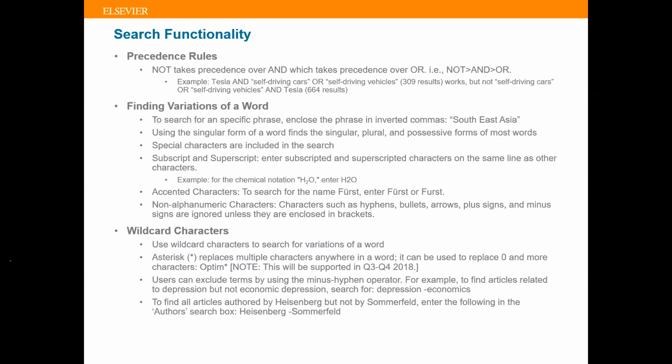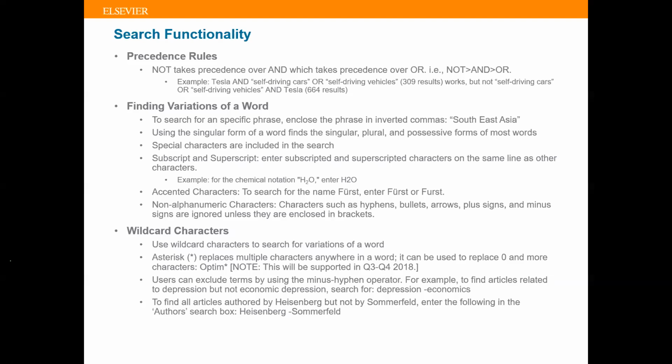Also, we will include wildcard characters for you. You can use wildcard characters to search for variations of a word. The asterisk replaces multiple characters anywhere in the word. It can be used to replace zero or more characters. For instance, if we're looking at optim*, this will find, say, optimistic, optimizing, for instance.